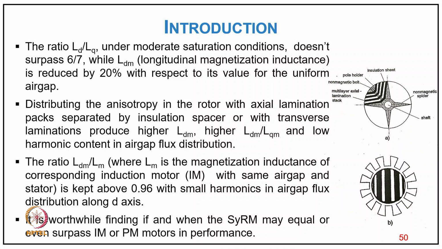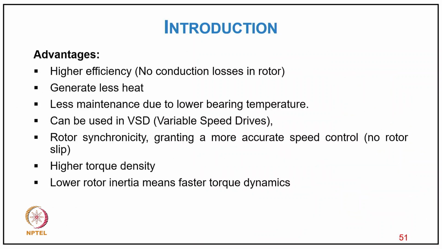Ldm upon Lqm and low harmonic content in the air gap flux distribution, and the ratio Ldm upon Lm, where Lm is the magnetizing inductance of the corresponding induction motor with the same air gap, is kept at 0.96 with the smaller harmonics in air gap flux distribution along the axis. It's worthwhile finding if and when synchronous reluctance may equal or even surpass induction motor or PM motor in performance.